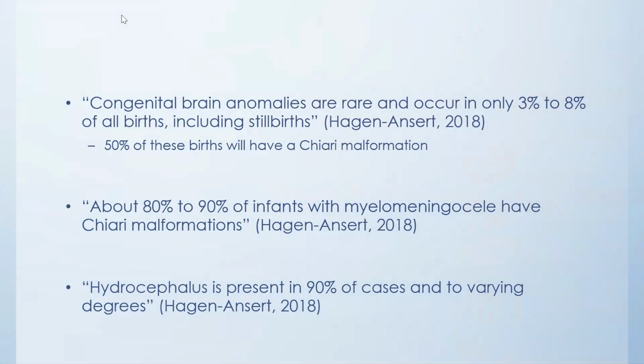Here are some statistics related to Chiari malformations taken from Sandra Hagen Ansert. Congenital brain anomalies are rare and occur in only 3% to 8% of all births, including stillbirths. 50% of these births will have a Chiari malformation. Comorbidities account for a high percentage of patients with these malformations, as about 80% to 90% of infants with myelomeningocele have Chiari malformations. Another example of multiple diagnoses is that hydrocephalus is present in 90% of cases and to varying degrees.